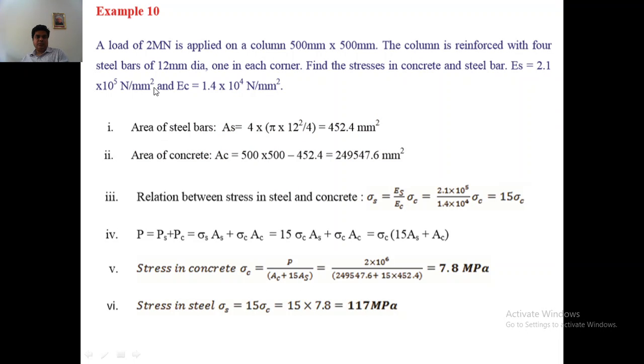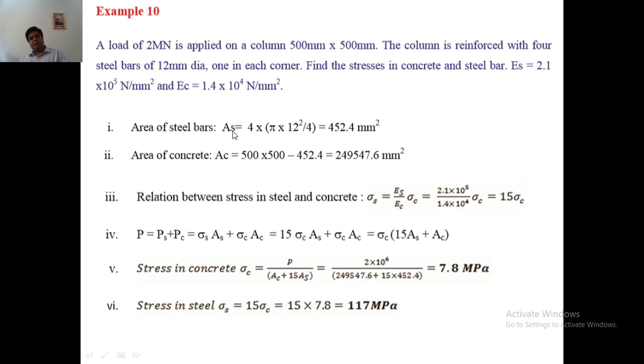Similarly, we have one more problem here. A load of 2 meganewton is applied on a column. It is a square column, reinforced with 4 steel bars of 12 mm diameter, one in each corner. This is just like your house. Whenever you build houses or buildings, we build columns. In columns we have steel bars, and it is filled with concrete. There you have to calculate the stresses in concrete and the steel bars, and the Young's modulus of steel and concrete is given here.